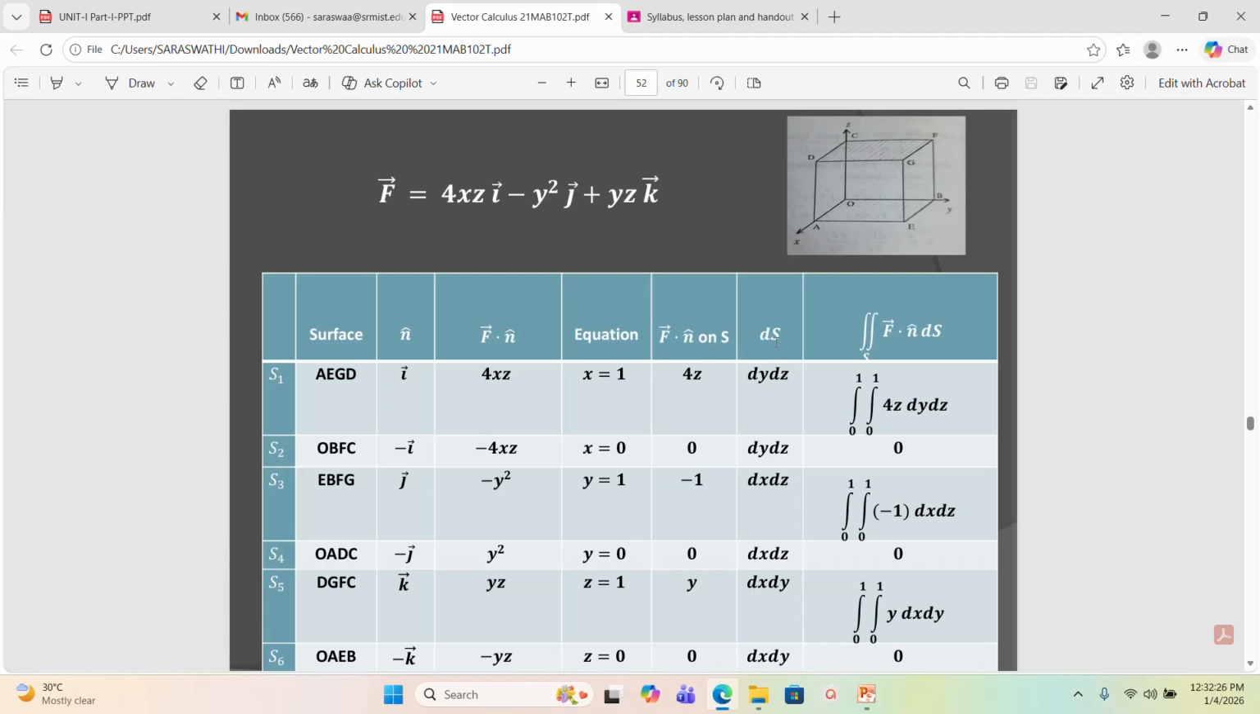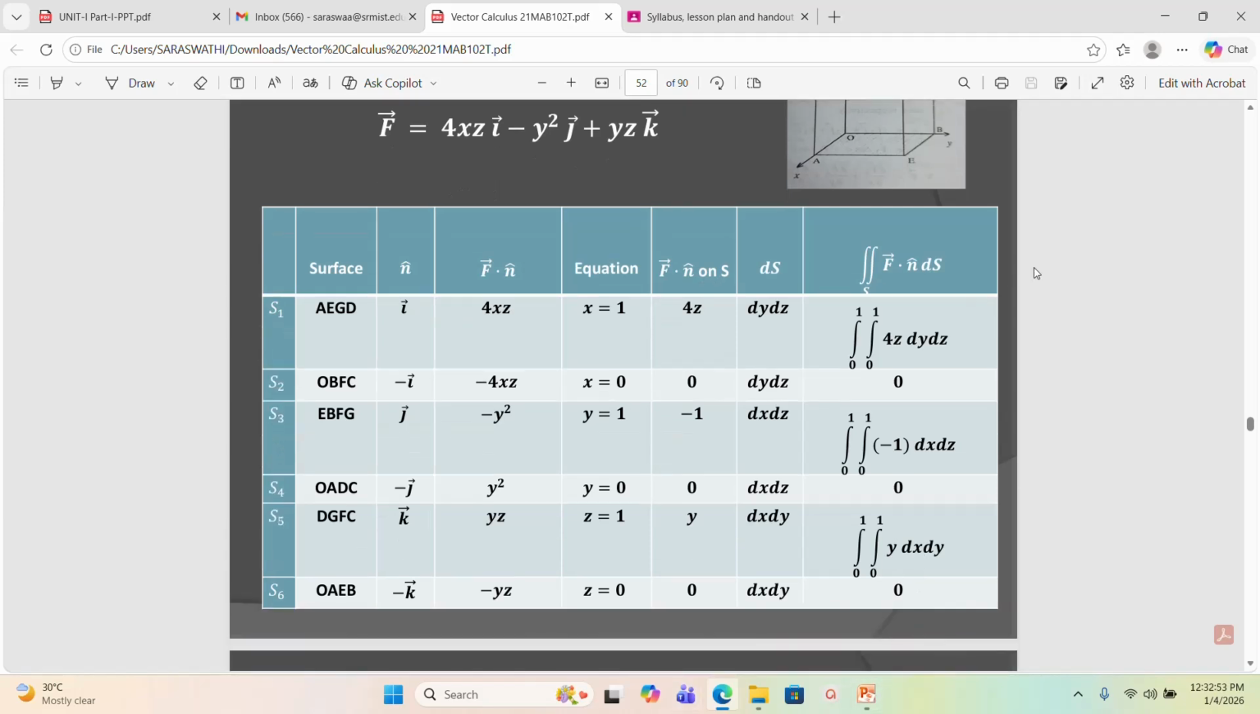Hence, here dS is equal to dx dy, which means it is the xy plane. So for the xy plane, dS is equal to dx into dy. Now substitute in the double integration, that means the surface integral: x equal to 0 to 1, y equal to 0 to 1, and F dot n cap on S is equal to y into dx dy.